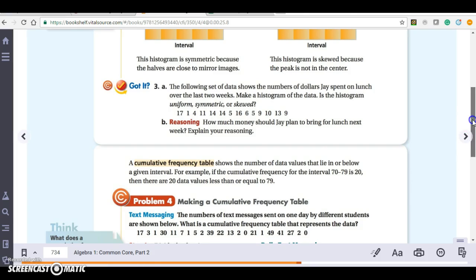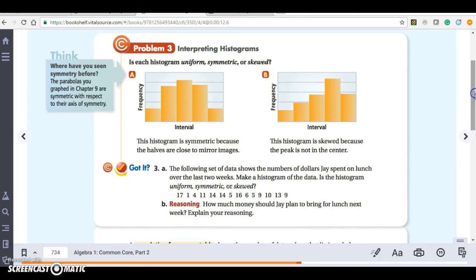All right, so let's take a look at problem 3. Is each histogram uniform, symmetric, or skewed? So here it says this histogram is symmetric because the halves are close to mirror images. So if I break down the middle, it looks like they're the same on both sides. Here, this one is skewed because the peak is not in the center. So here's the peak over here, and so we say that it's skewed.